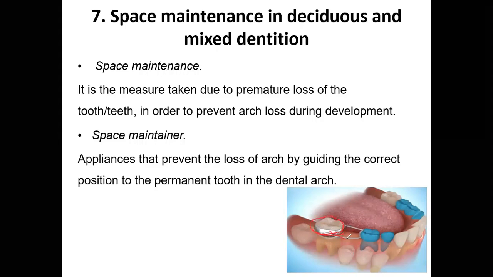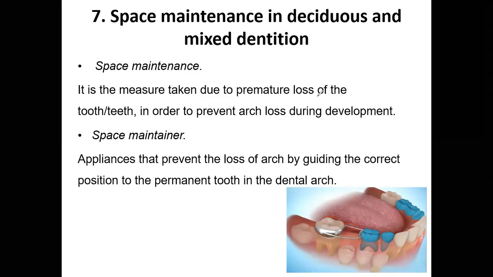This appliance is called a space maintainer. Can you see the appliance is open from the center, and there is a metal frame going around, and that is bonded over the first permanent molar tooth, and this space is left open in order to allow this tooth to erupt easily from this space.